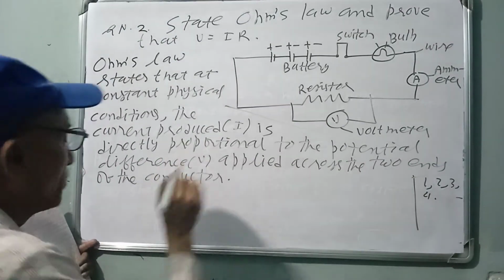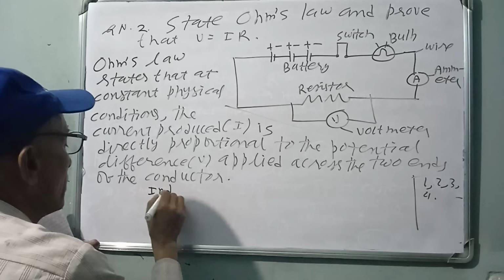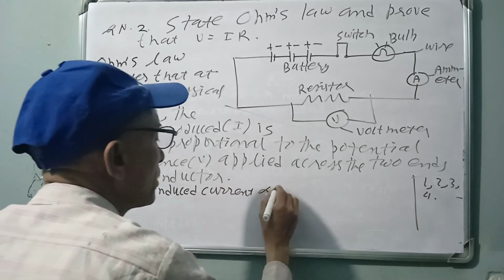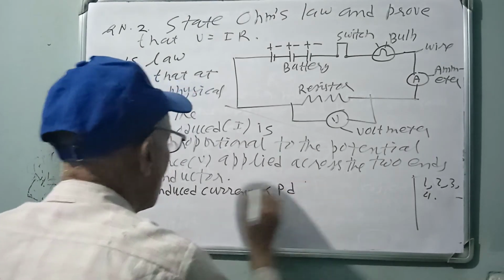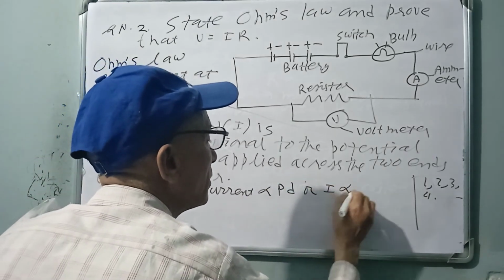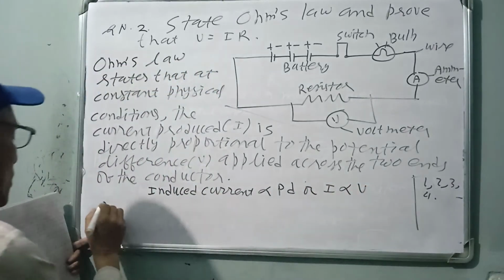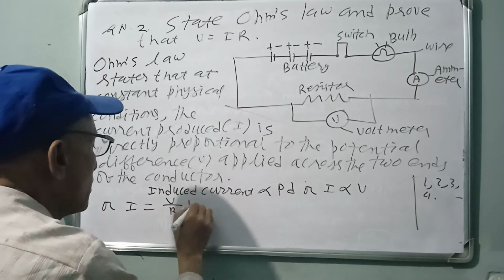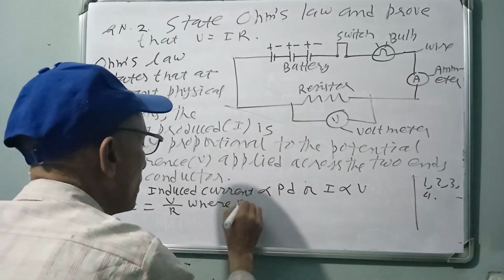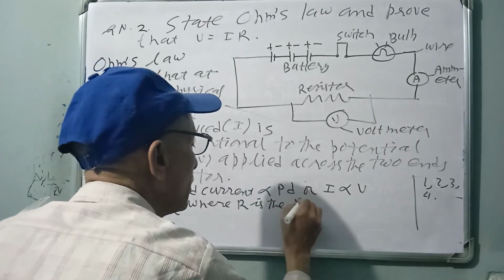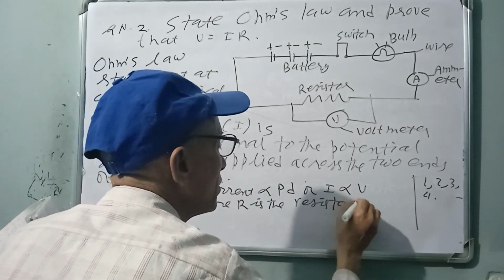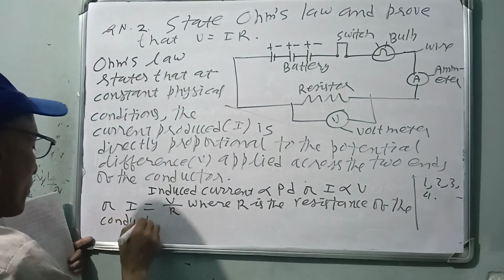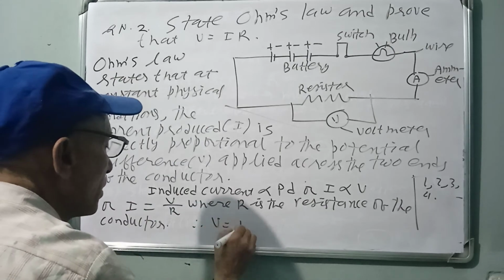See, according to him, induced current is directly proportional to PD, or I depends upon V, or removing the proportionality sign, I equals V by R, where R is the resistance of the conductor. Therefore, V equals IR.